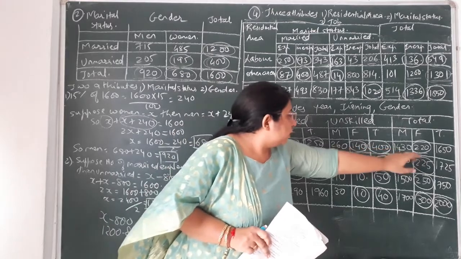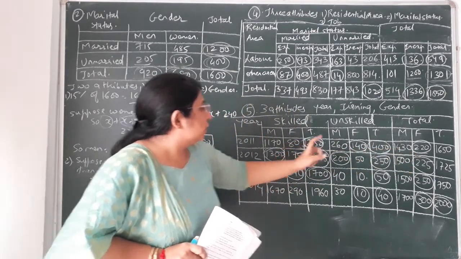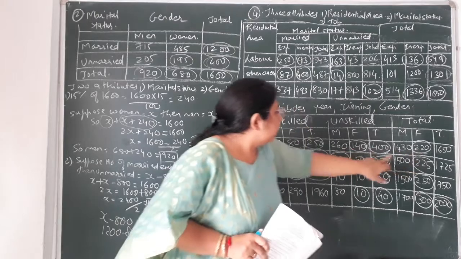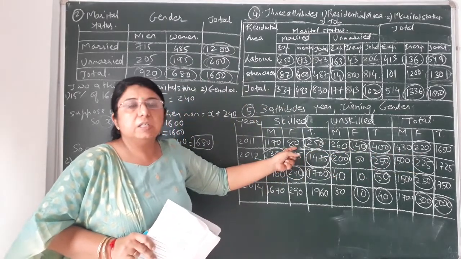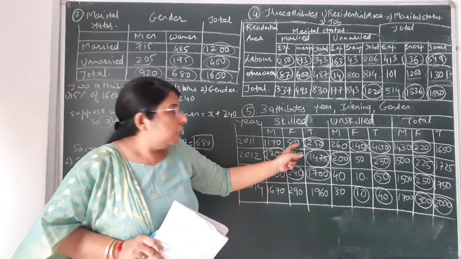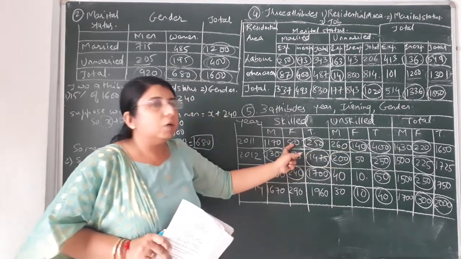So easily you can find the value of skilled female workers in the year 2011, that is 220 minus 140. You will get the value of skilled female workers in the year 2011, that is 80. That is 220 minus 140 is equal to 80.